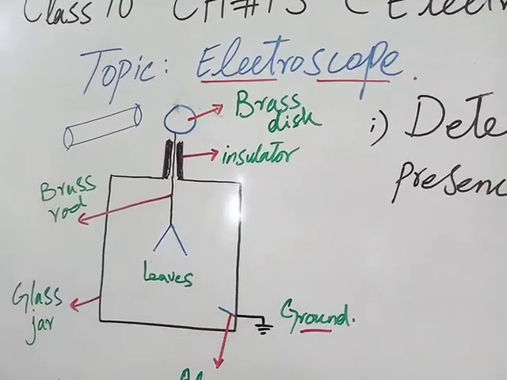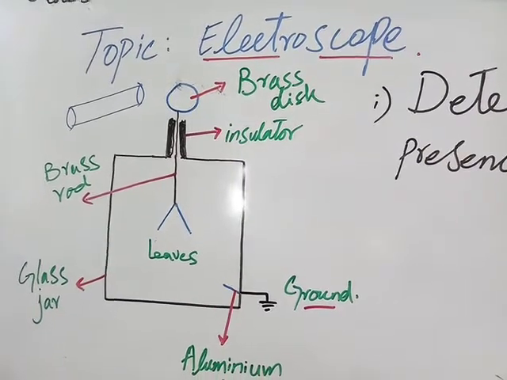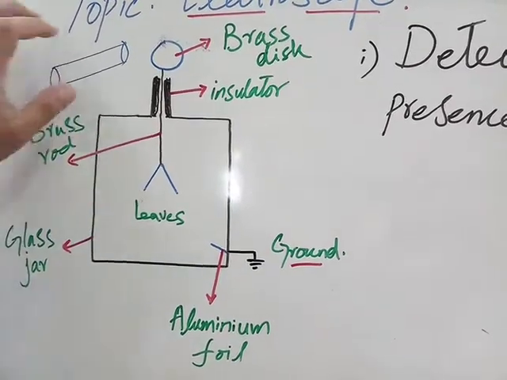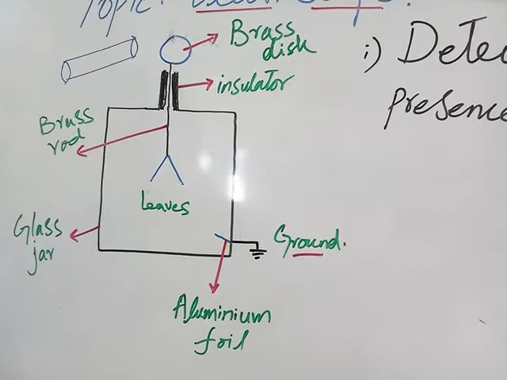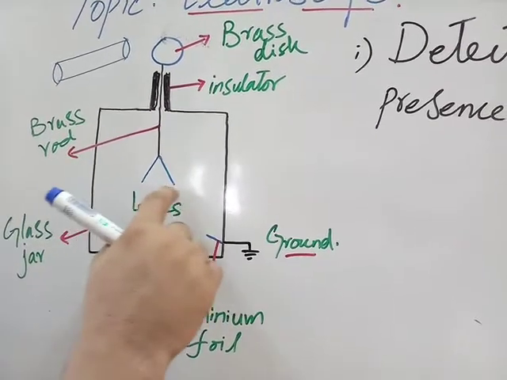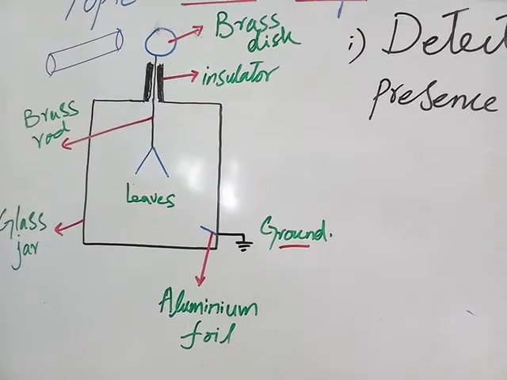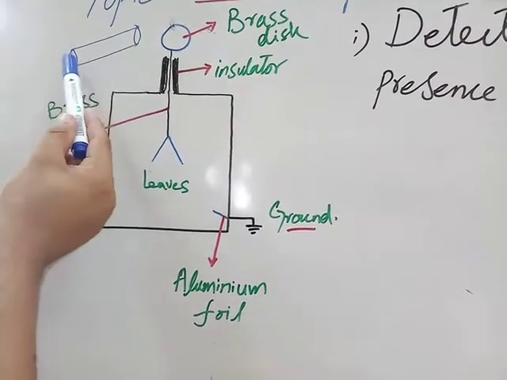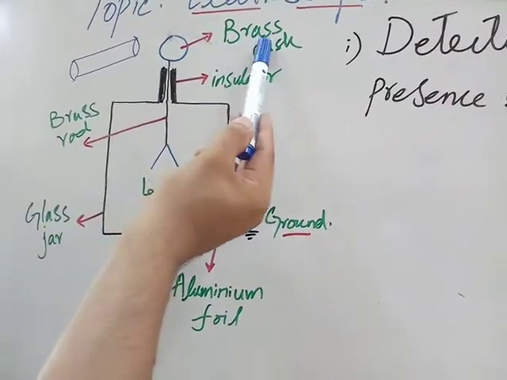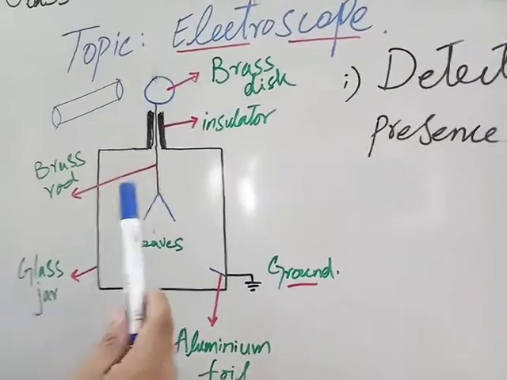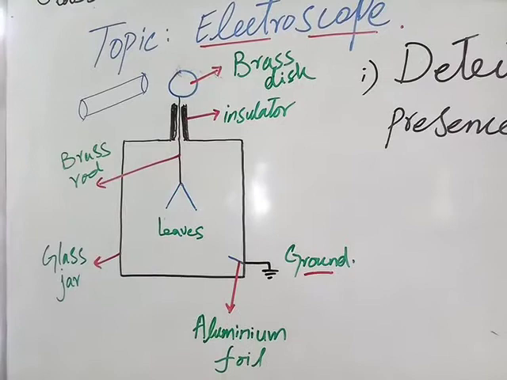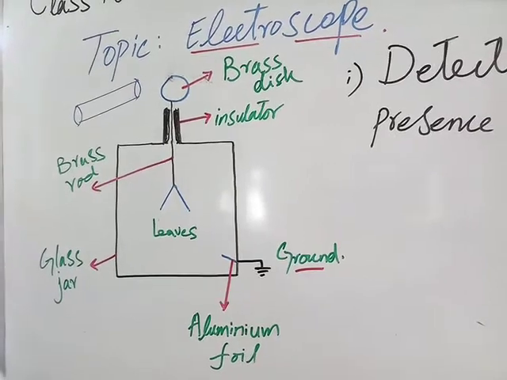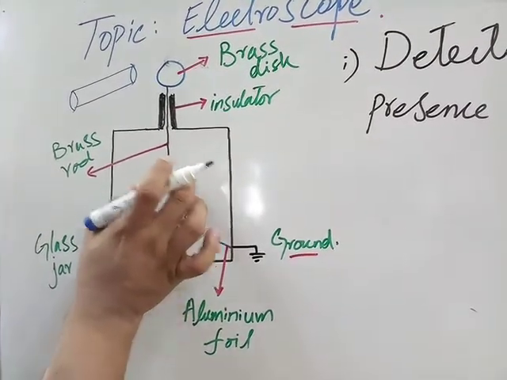If this body is neutral, it means it has no charge, neither positive nor negative, so there will be no deflection between the leaves. But if the body is positively or negatively charged and we place it near the brass disc, divergence occurs between the two leaves. So how is this divergence between the two leaves possible?